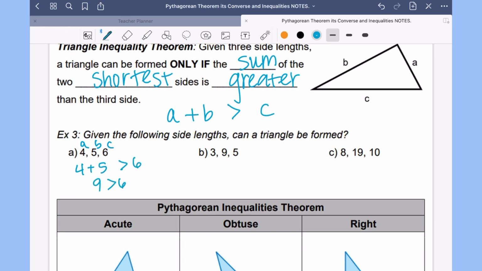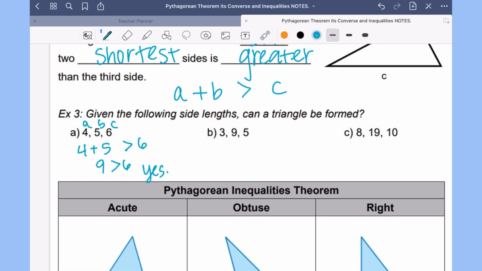9 is greater than 6. So yes, these 3 numbers can form a triangle. So this is not the Pythagorean theorem. This is just to verify if these numbers can make a triangle.